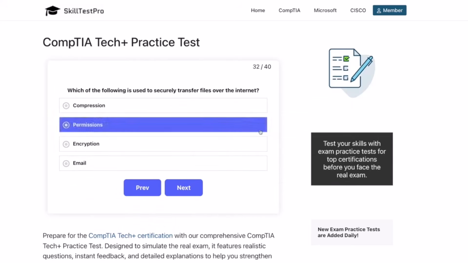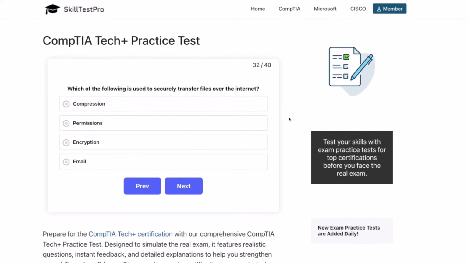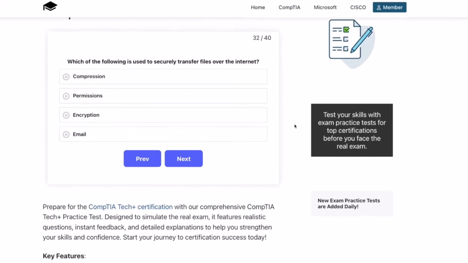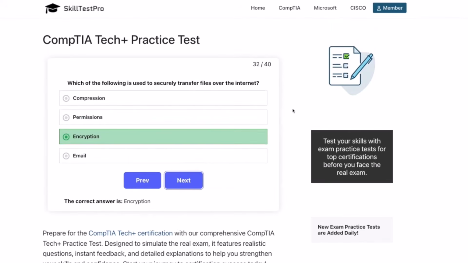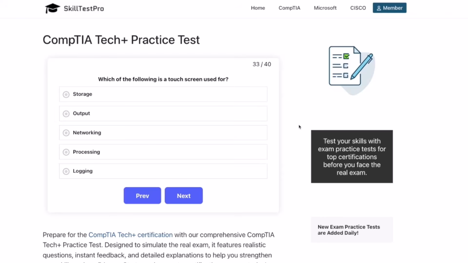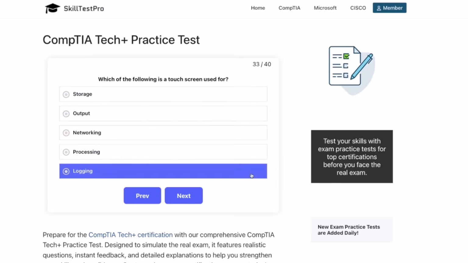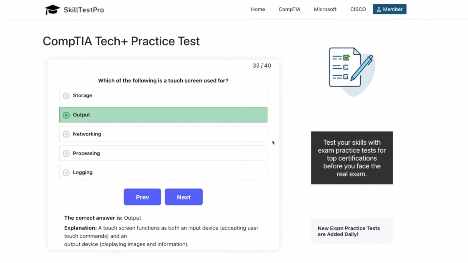Next question. Which of the following is used to securely transfer files over the internet? Is it compression, permissions, encryption, or email? The correct answer is encryption. All right, next question. Which of the following is a touch screen used for? Storage, output, networking, processing, or logging? Yes, output. A touch screen functions as both an input device, accepting user touch commands, and an output device, displaying images and information.